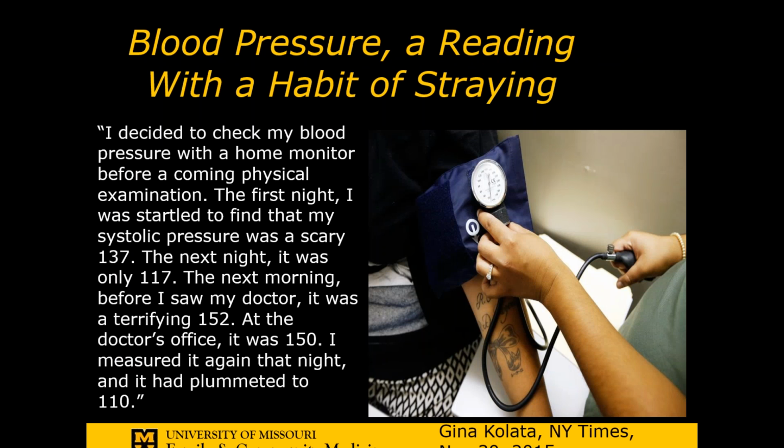So this was very interesting to me. This is a New York Times journalist who does not have high blood pressure. But she got it in her head she was going to go for a physical, and she got a blood pressure monitor. So she decided to check her blood pressure. The first night, her systolic blood pressure to her was scary at 137. She considers herself not to be even near having high blood pressure. But then the next night it was 117. The next morning, before she was going to go into her doctor, it was 152, which is huge, with below 140 being normal. At the doctor's office, it was 150, and then that night it had plummeted to 110. So what's an educated person to make of all of these numbers?